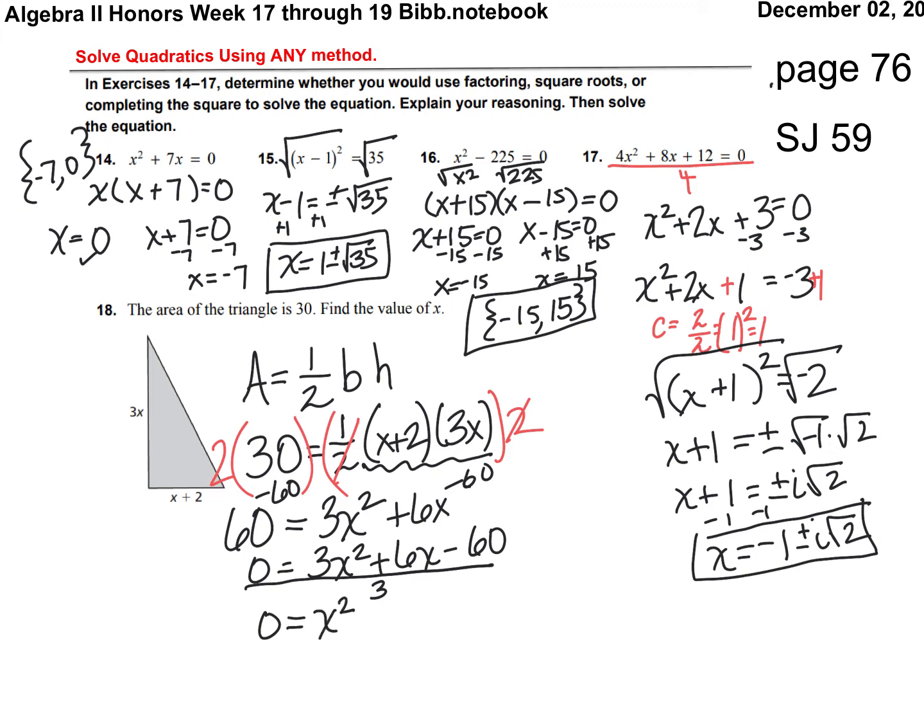So I'm going to have x squared plus 2x minus 20. Now, will that factor? Can I find factors of negative 20 that will give me a sum of positive 2? I know one of those has to be negative, but I'm just thinking for a moment.